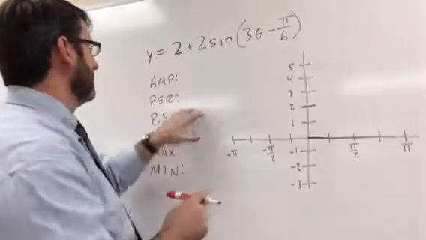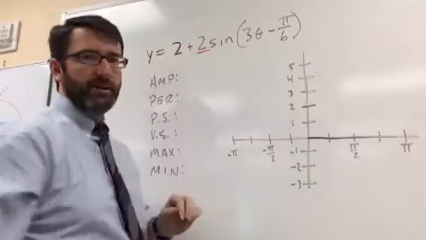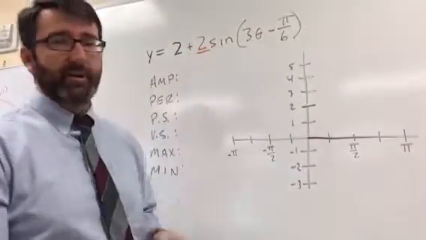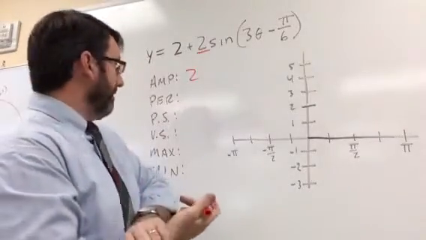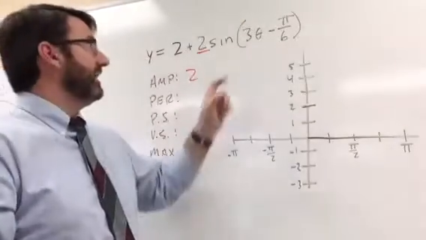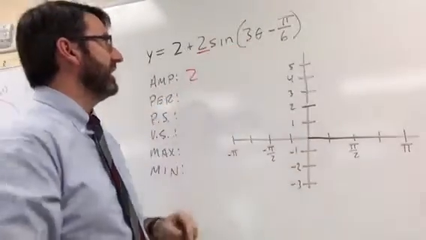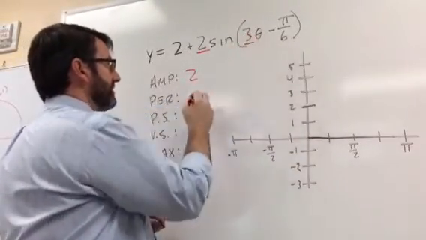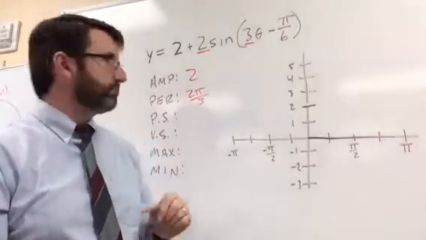So let's start here. The amplitude is just this number right here, A. It's the number right in front of the sine. And so the amplitude is going to be 2. The period is 2 pi, since we're in radians, 2 pi divided by this number here, so 3. So 2 pi divided by 3 is our period.